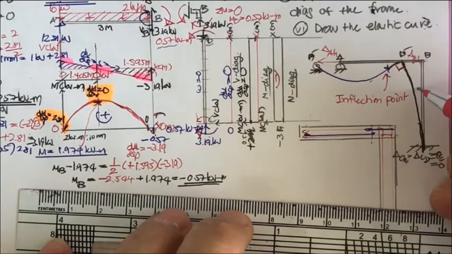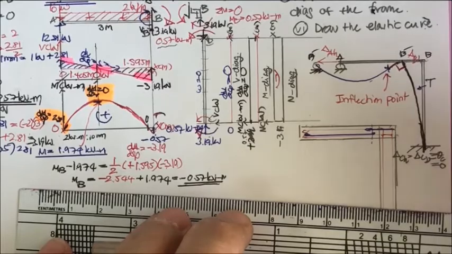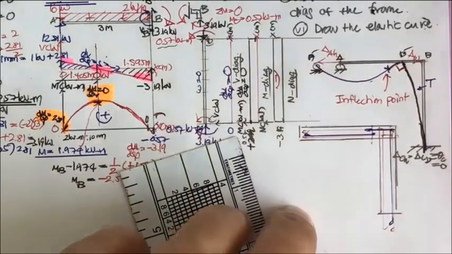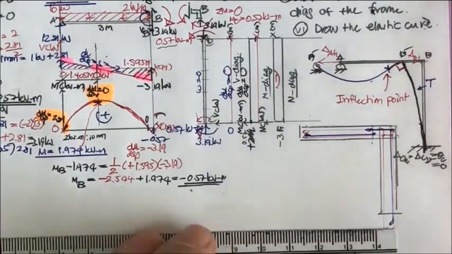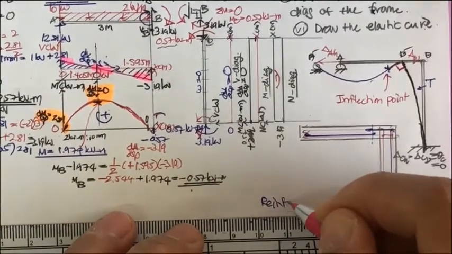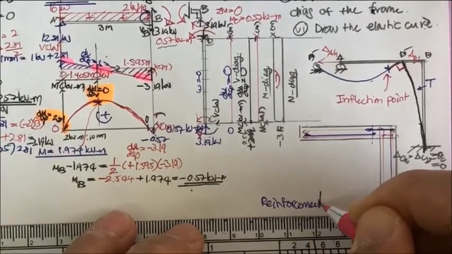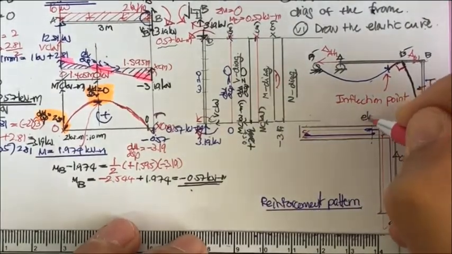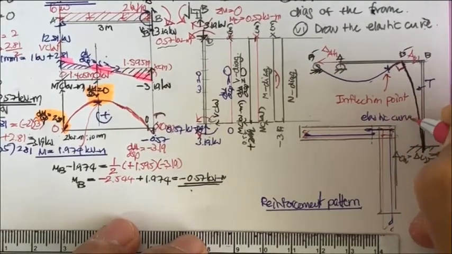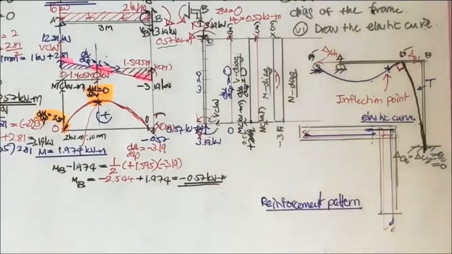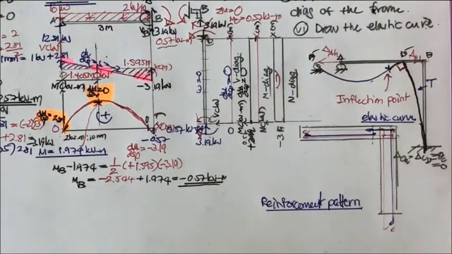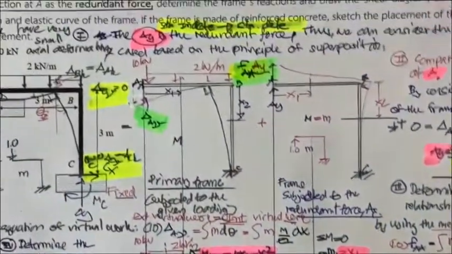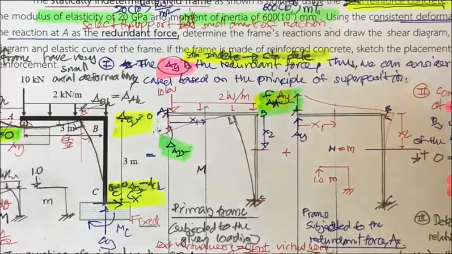Since this one is going to have the tension, this is going to need extra reinforcement. So this is going to be the reinforcement pattern. This one is going to be the elastic curve. That's supposed to be all we have for this example. Let's go back to check what we have.